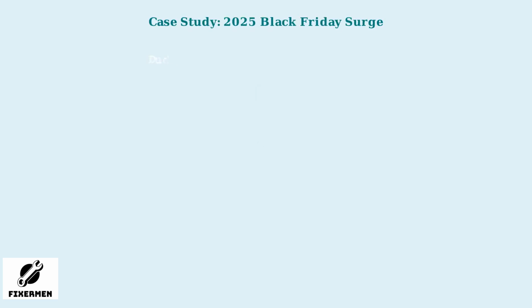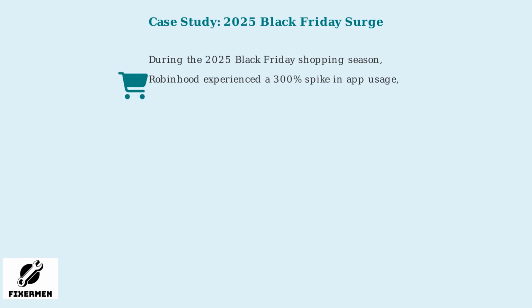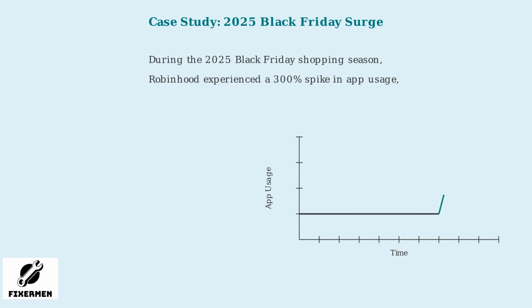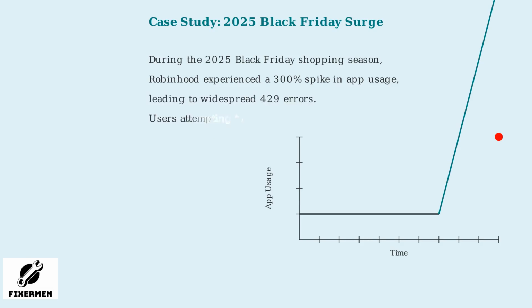Let's examine a real-world case study from the 2025 Black Friday shopping season. Robinhood saw a dramatic 300% increase in app usage as millions of users shopped for deals and traded stocks. This massive surge overwhelmed the servers, causing widespread 429 errors that blocked many users from accessing the platform. Users trying to buy fractional shares of popular meme stocks were hit hardest as the high demand created even more server load.